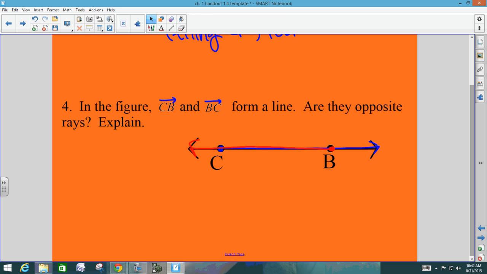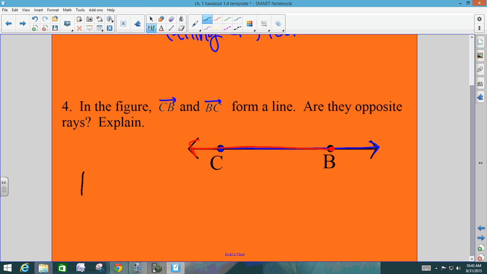Are they opposite rays? Oh, I hear mixed emotions. Good. These would not be opposite rays because they do not share an endpoint. One starts at B, one starts at C. In order to be opposite rays, you have to start at the same endpoint. You have to have the same endpoint.